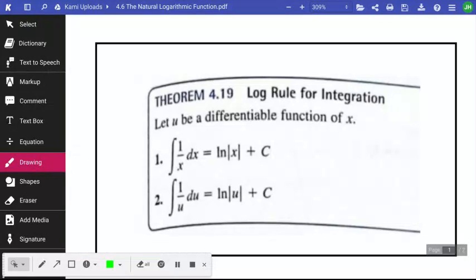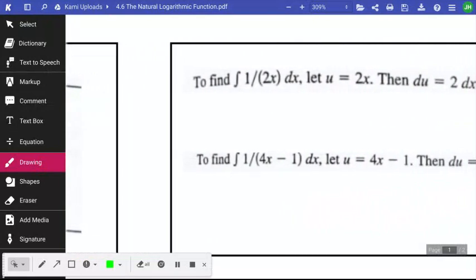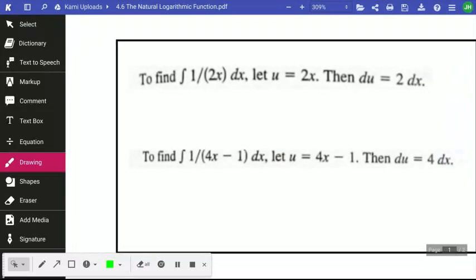If u is some sort of function, we would have to do the u substitution, which is why they wrote a second rule for 1 over u, and so that would be after or during the process of doing u substitution. So we're going to start here. If I have the integral of 1 over 2x dx, I am going to let u equal 2x. Okay, we know that to be the most inner part of the function, so 1 over would be the 2x, and then the derivative of 2x is 2 dx, is a differential for du.